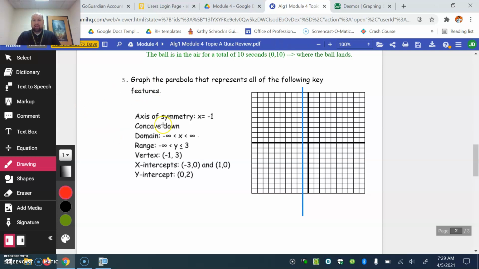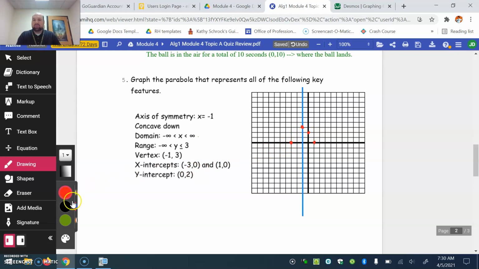Vertex, (-1, 3). That's an easy one. Now remember, the axis of symmetry intercepts the parabola at the vertex. X-intercepts (-3, 0). So 1, 2, or 1, 2. Make sure you start at the origin when you're plotting your points. And (1, 0). Okay. And then the y-intercept is at (0, 2).